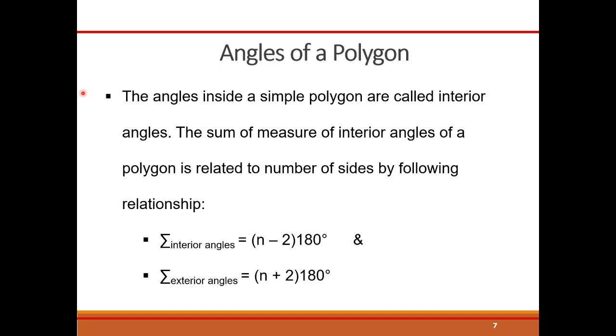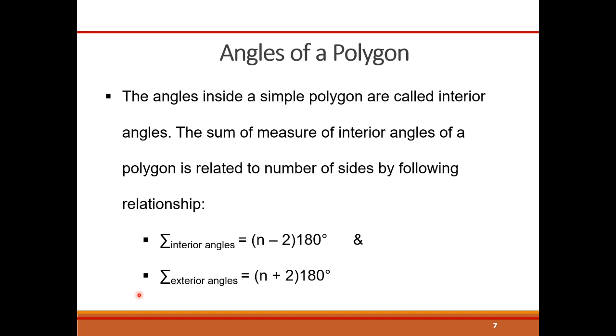Angles of a polygon. The angles inside a simple polygon are called interior angles. The sum of interior angles of a polygon is related to the number of sides by the following relationship. Sum of all the interior angles of a polygon is equal to (n minus 2) times 180 degrees, and the sum of exterior angles of a polygon is equal to (n plus 2) times 180 degrees, where n is the number of sides of a polygon.